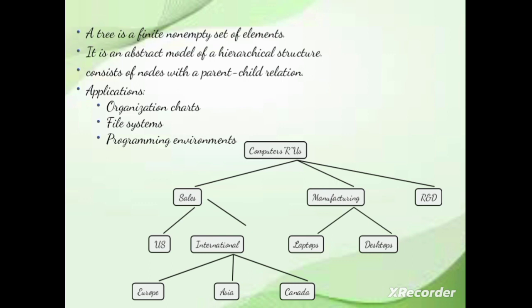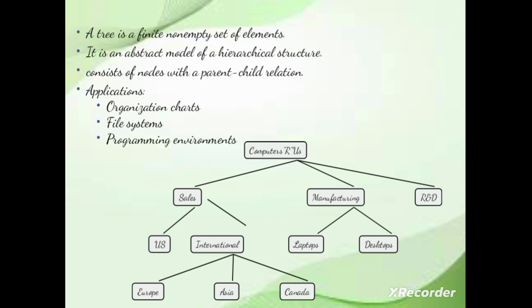It consists of nodes with a parent-child relation. In a tree structure, elements are represented as nodes. Each node has a parent-child relationship with other nodes. The parent node is the one higher in the hierarchy, and the child node is the one lower. This hierarchical arrangement helps organize and represent relationships efficiently.